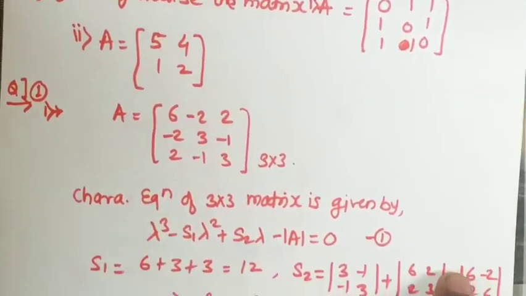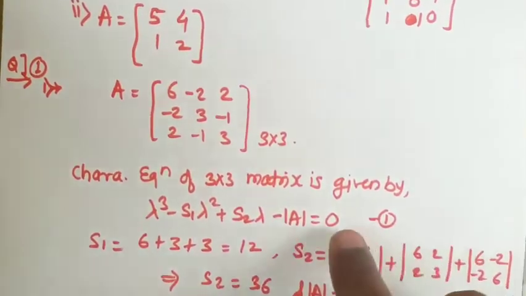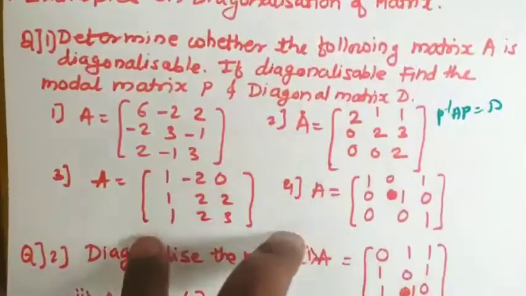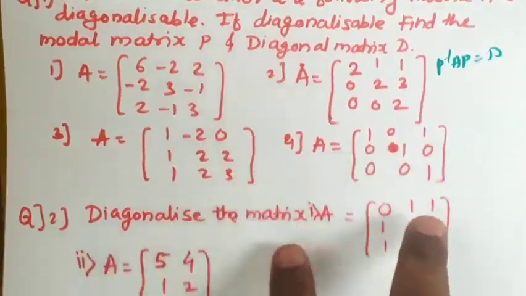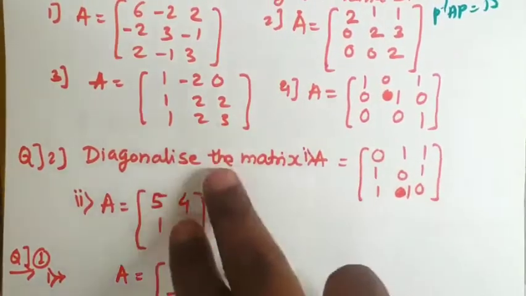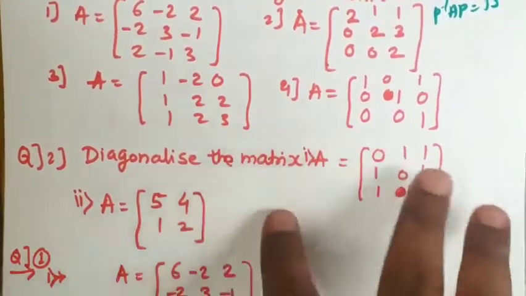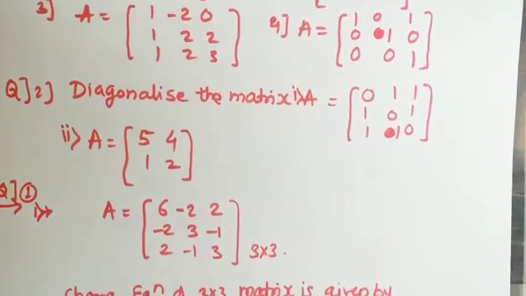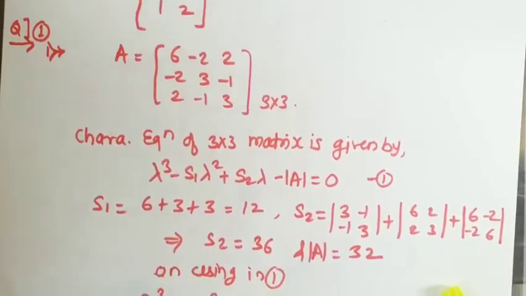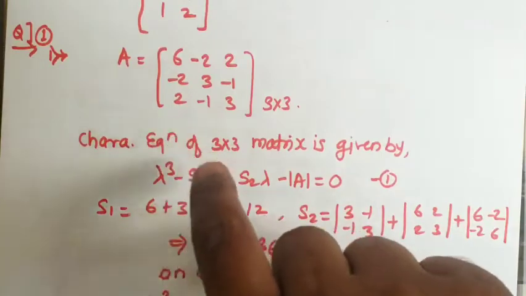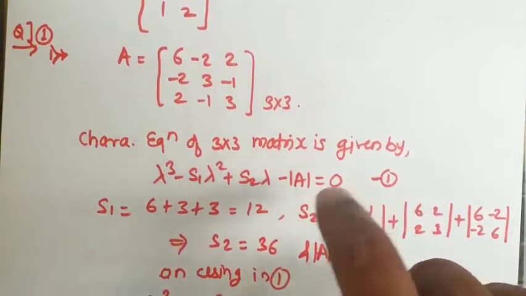Now first I will do example number 1. I will do the first two examples. These two I am leaving for practice, and these two also for practice. Directly calculate the eigenvalues and eigenvectors, and put together the modal matrix and diagonal matrix. For the first example, I have done the calculation for the characteristic equation.